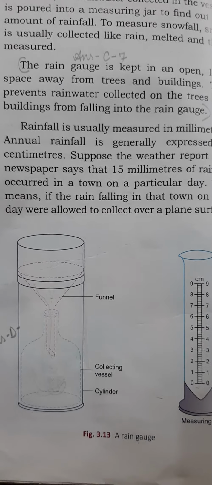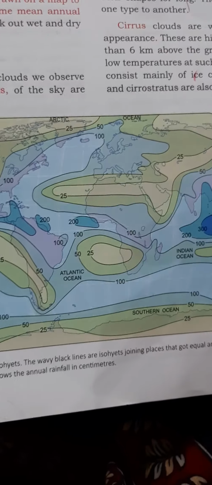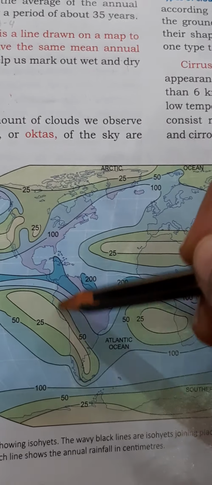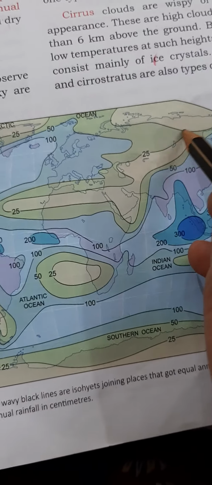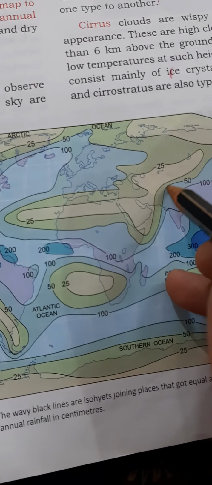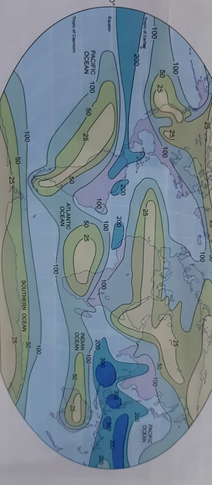Next topic which we are going to talk about is isohyets. You can check, here I am showing you a world map. In this world map you can see many black lines moving here and there, connecting different places. These lines are called isohyets.